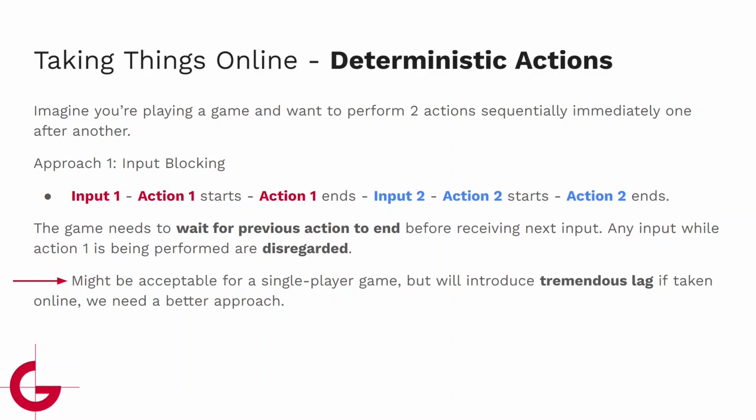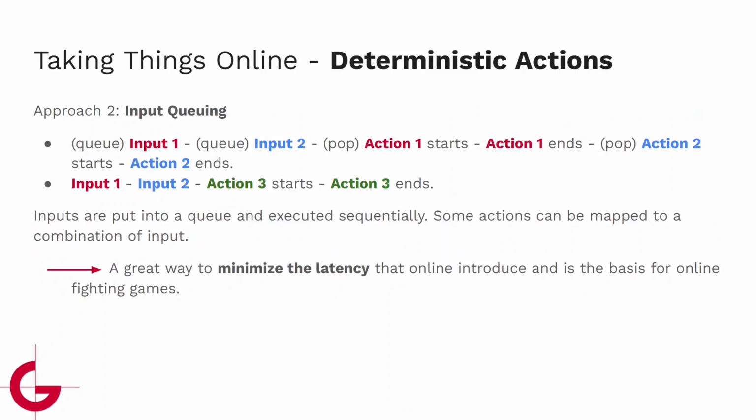So this might be acceptable for a single player game because if you want to run and then jump, you may have to wait for the run to end. This is not a great experience, but it might be acceptable. But if we take this approach online, it will introduce a tremendous amount of lag. So let's look at a better approach to solve this problem, which is input queuing.